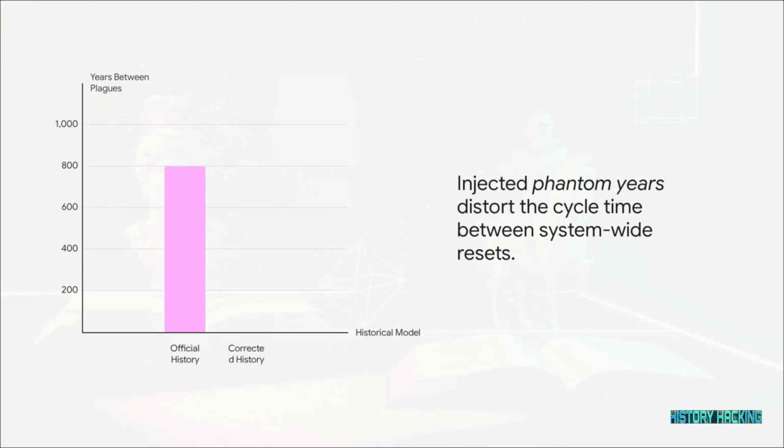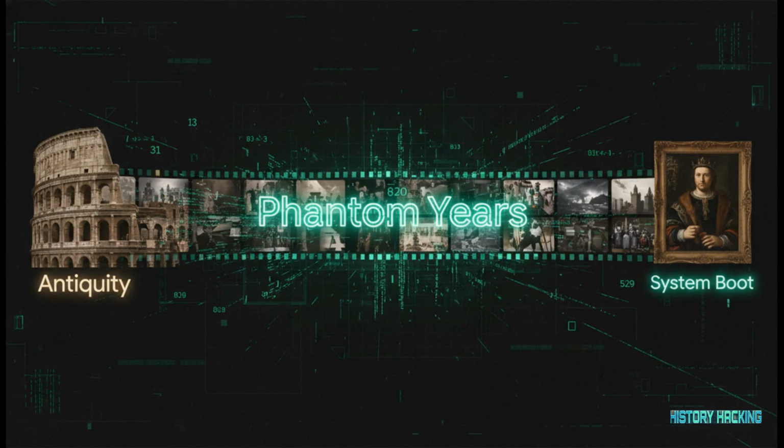It's a loop. Now, this isn't just lazy programming, it's deliberately deceptive. This injected buffer of nearly 800 phantom years completely distorts the perceived cycle time between these system-wide resets. It makes them seem like these distant, once-in-a-millennium events. Which brings us to the core truth we've managed to decompile. Our simulation didn't actually boot up until the Renaissance. Everything we call antiquity and the Dark Ages wasn't lived in real time. It's a massive pre-rendered backstory, a lore file loaded at runtime to give our world some context and, more importantly, a false sense of stability.